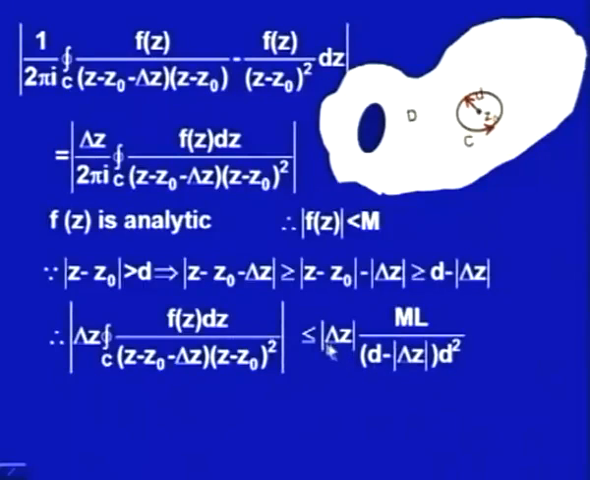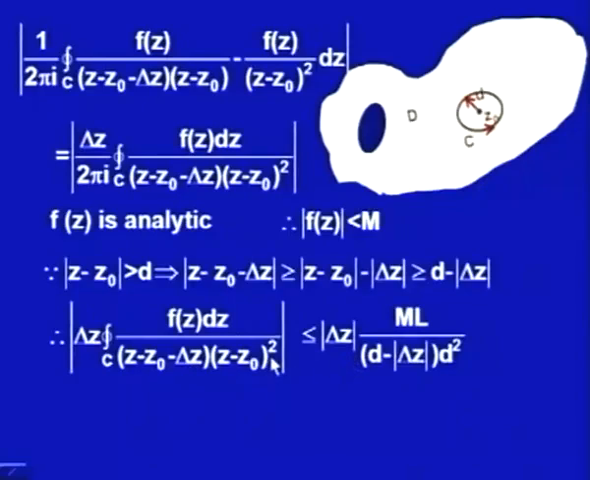Now, if delta z is small enough, this would go to 0, and this is again a fixed quantity, M is a fixed quantity, L is a fixed quantity. I could make this delta z so small that it approaches 0. What we are saying is that the left hand side, the absolute value of this integral, has to be non-negative, and it is less than or equal to a value which can be made arbitrarily small, so small that it can move to 0.